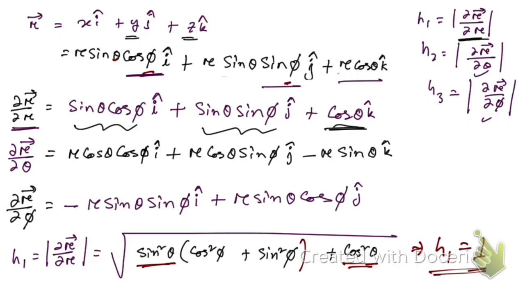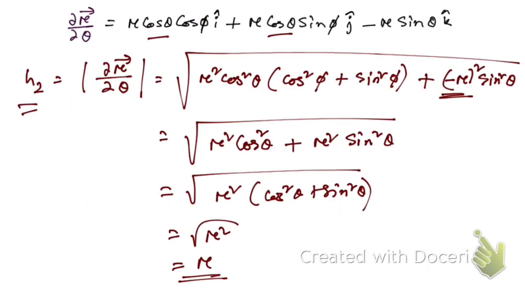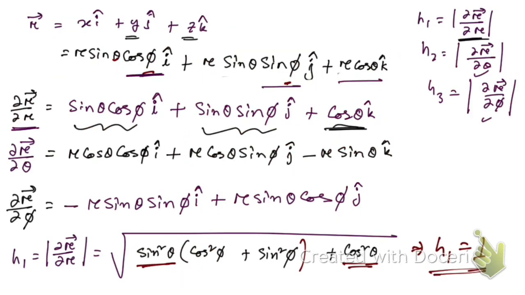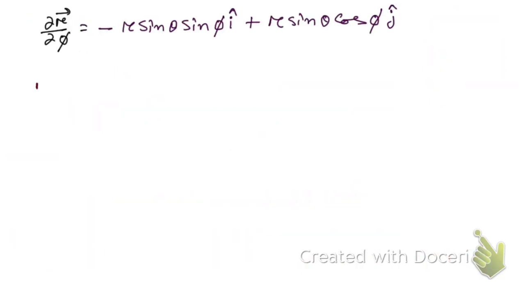Now let's find h2. h2 will be equal to the mod of this one, right? Let me go to the next slide. Okay, let me go back to the previous slide. h3 is the mod of this, right? So let me copy this and go to the next slide. Okay, here you see h3, that's going to be the mod of this.